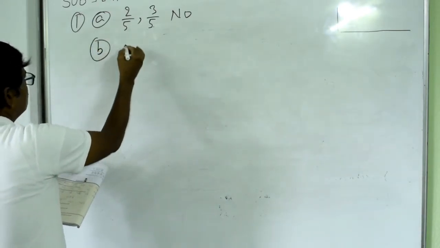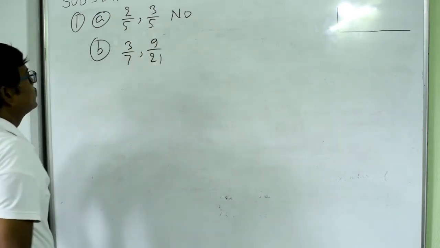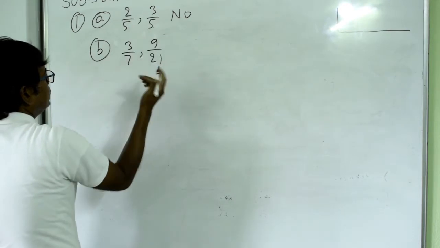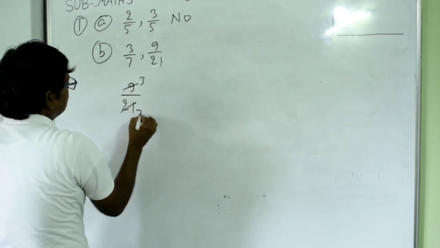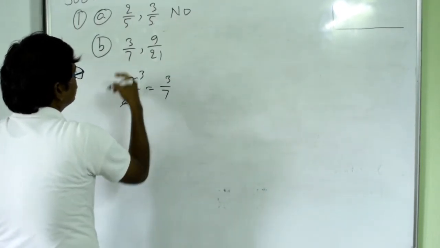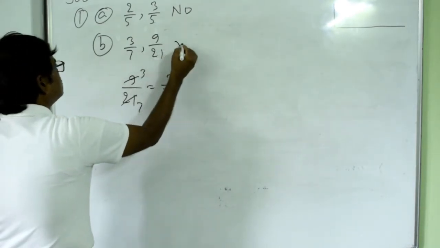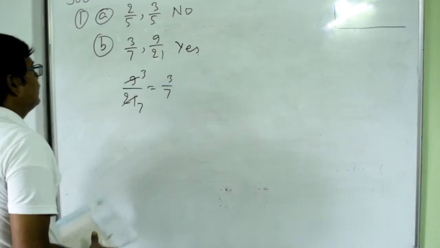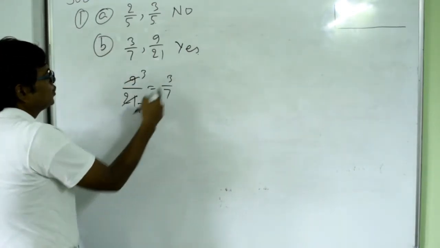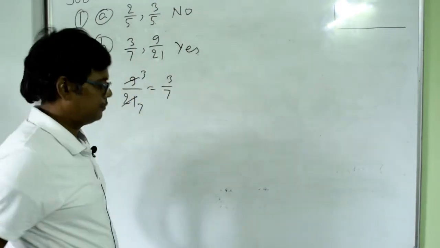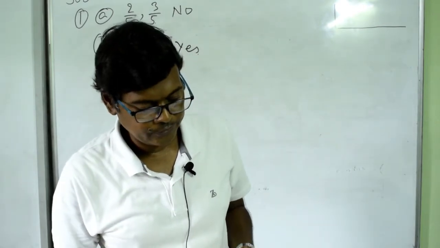Number B, 3 by 7 and 9 by 21. Here this fraction can be simplified. If you see 9 by 21, 3 threes are 9 and 3 sevens are 21. So it is 3 by 7. That is, 9 by 21 is the same as 3 by 7. So these are equivalent fractions, because 9 by 21 is equal to 3 by 7. Now you will do the remaining questions here, C, D, E and F.